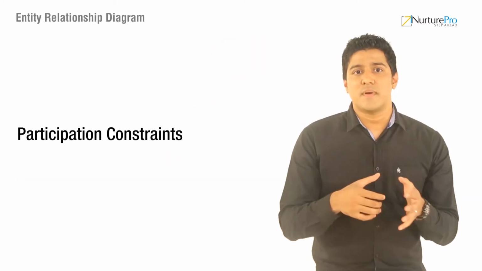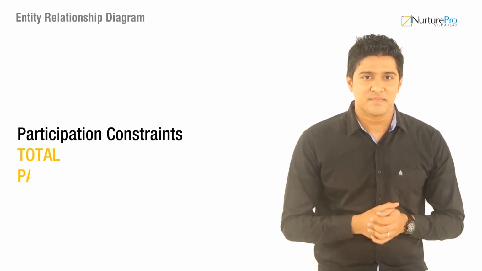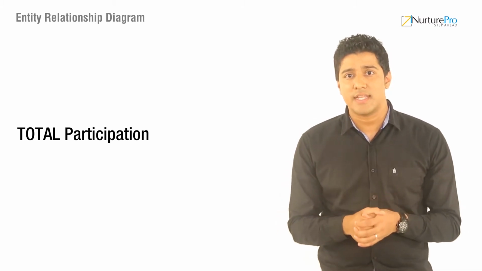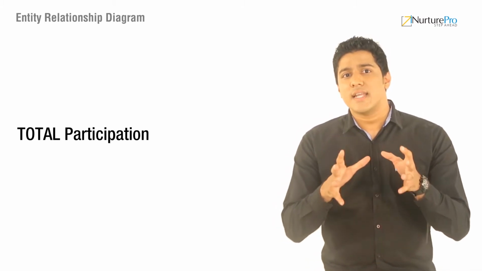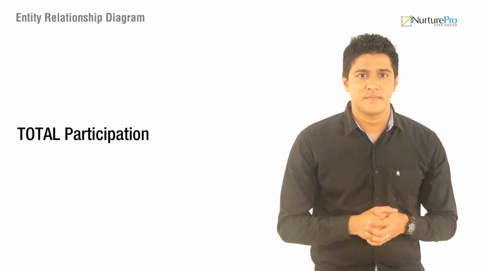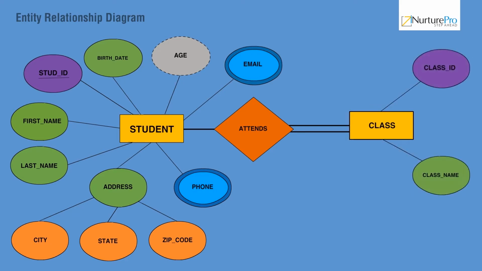There are two types of participation constraints: total and partial. The total participation is when each entity in the entity set occurs in at least one relationship in that relationship set. Continuing with our example, consider the relationship attends between student and class.